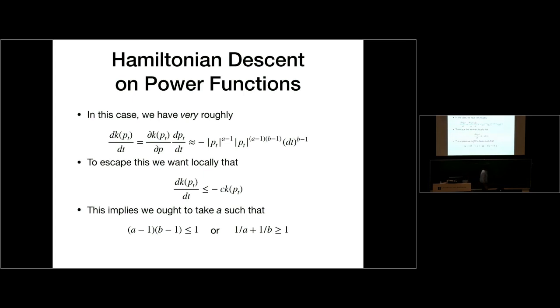Okay, so if we want to escape that region, we want our kinetic energy to be going fast at that point. So let's look at what the change in the kinetic energy is roughly at that point. In this worst case scenario, we're going to have the partial derivative of k in p times the derivative of p in t. And if you just do the math, it looks roughly like this. To escape this region or to have fast convergence, what we want locally is for such an inequality to hold. At the very least, for very small p's, we want such an inequality to hold.